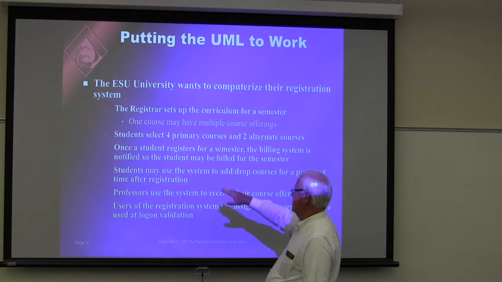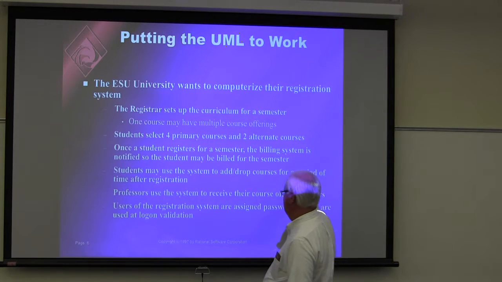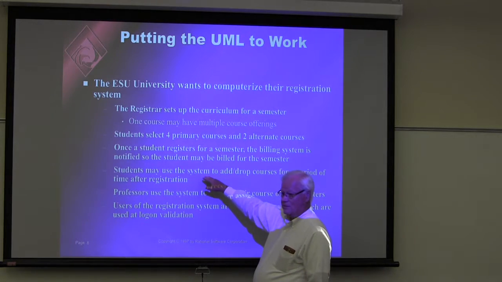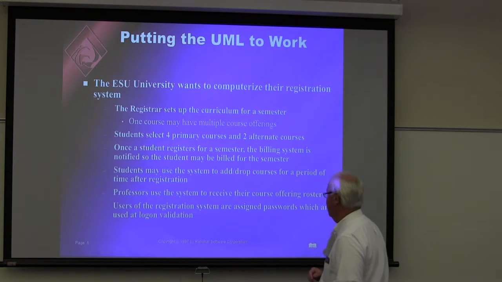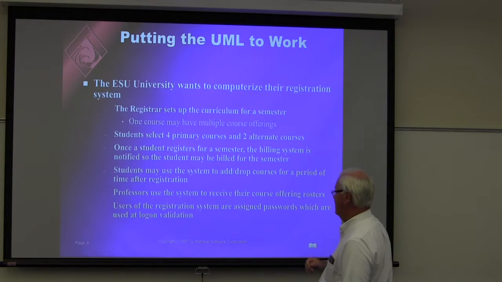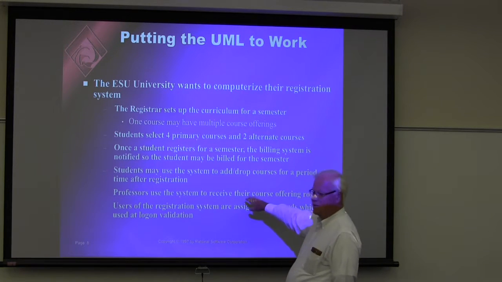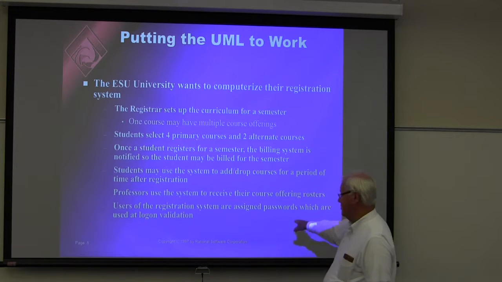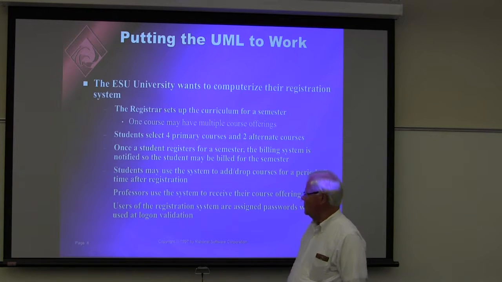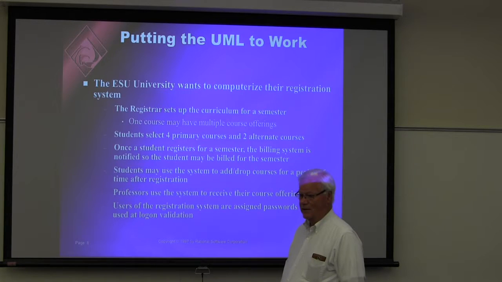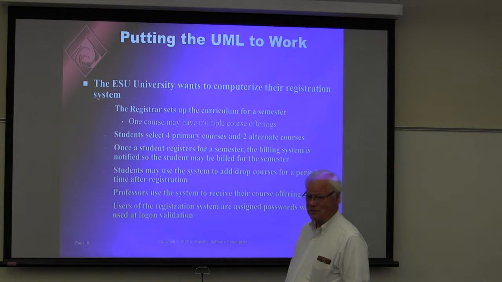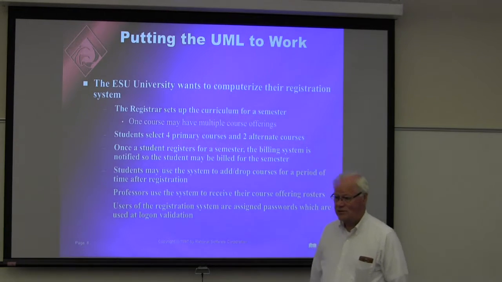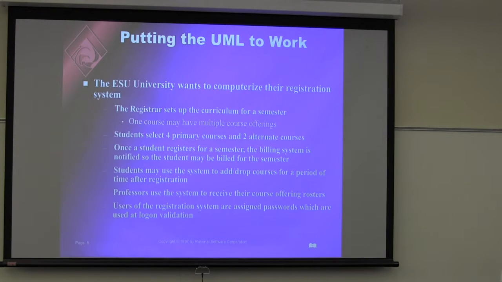about. Students can use the system to pull their schedules after the time of registration, or to change courses during the add drop. Professors use the system to get the rosters. And users of the registration system are assigned passwords, which are used at login validation. What does this look like? Does it look like requirements? In a generalized, high-level way. It's missing a key word in each of the sentences.